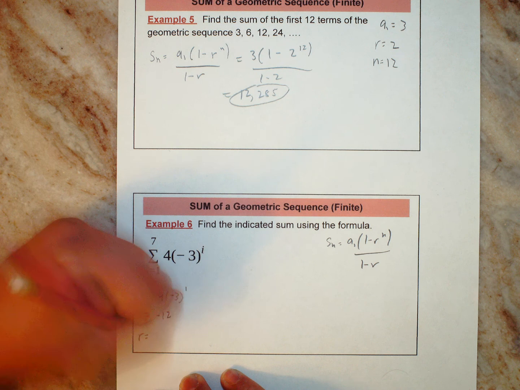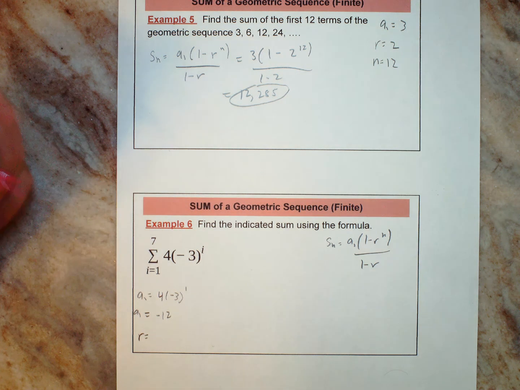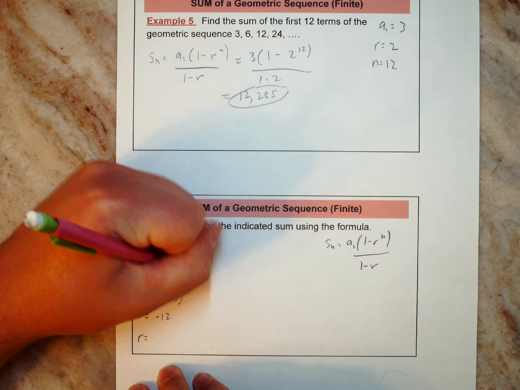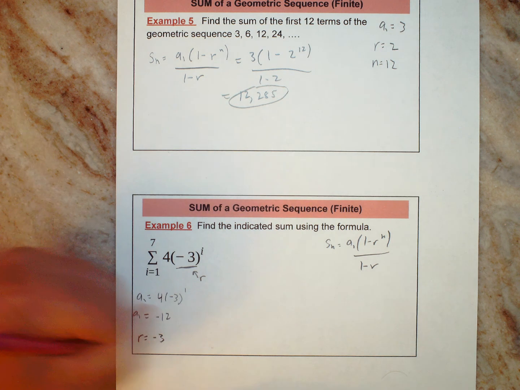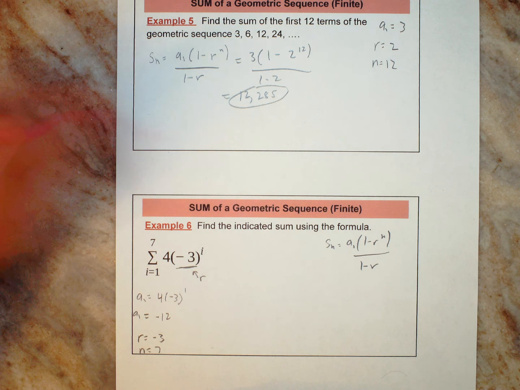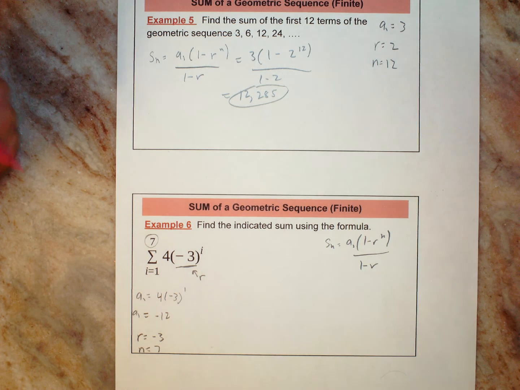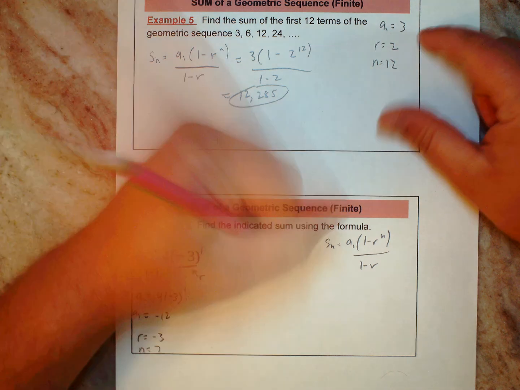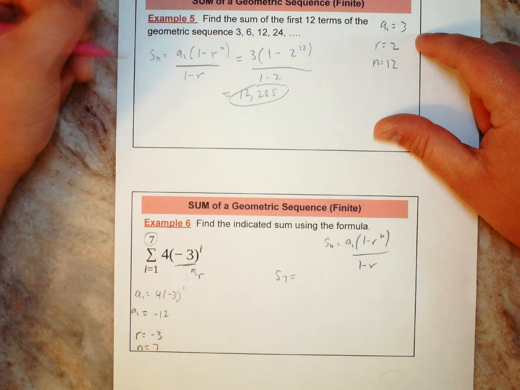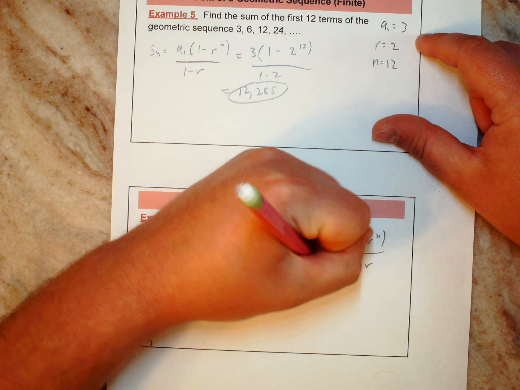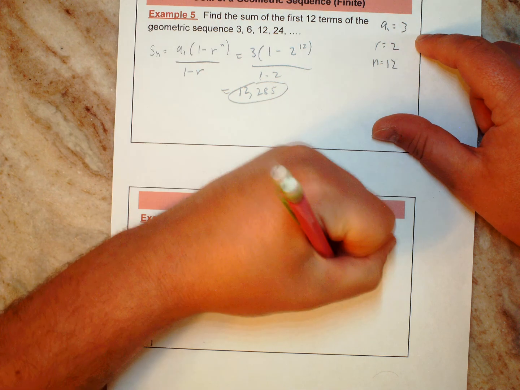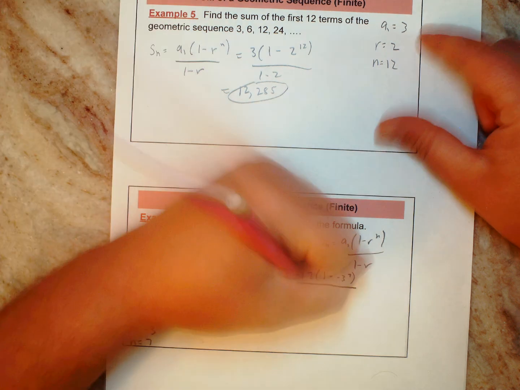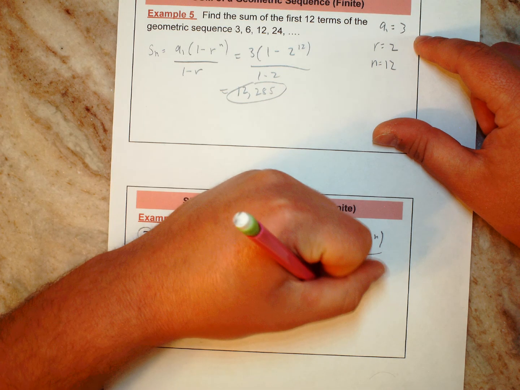My R. So this is where we need to know what's happening to each term. The R is right in here. The R is going to be that negative 3. And n is 7. And how do I know 7? Because right here the upper limit says 7. So now I just plug everything right into the formula. S sub 7 is A1, which is negative 12 times 1 minus R, which is negative 3 to the 7th, all over 1 minus negative 3.